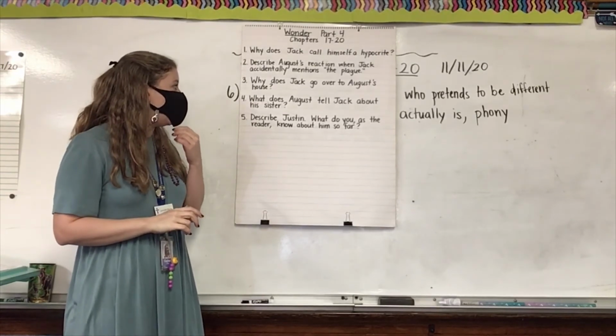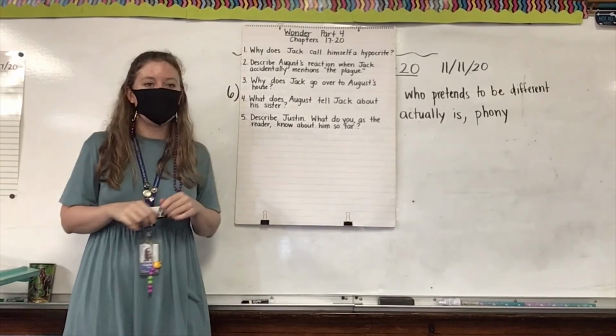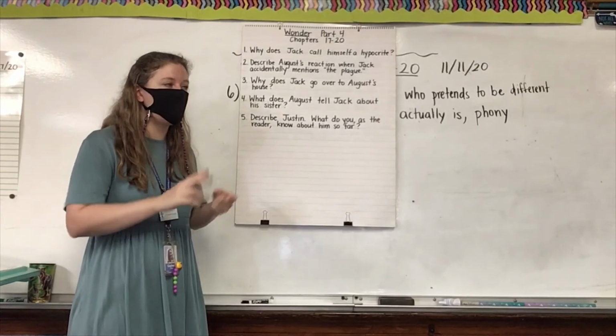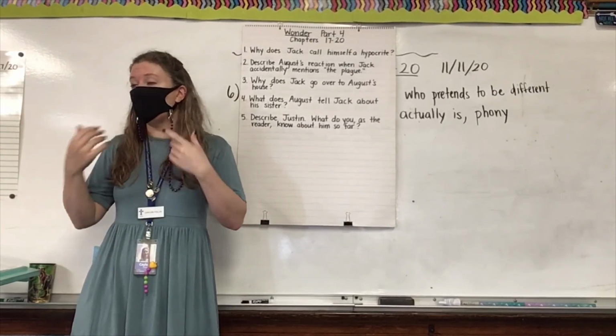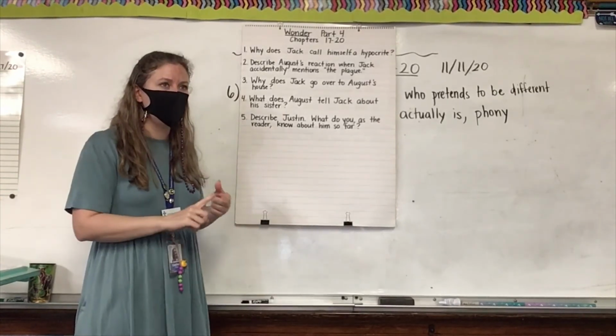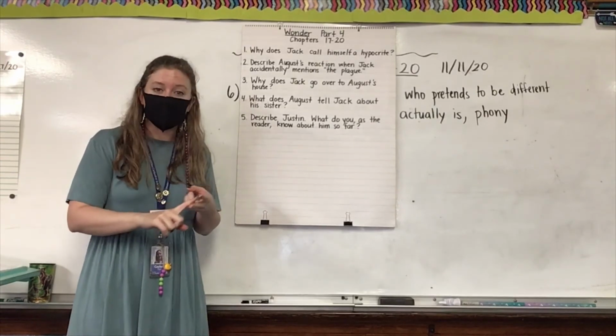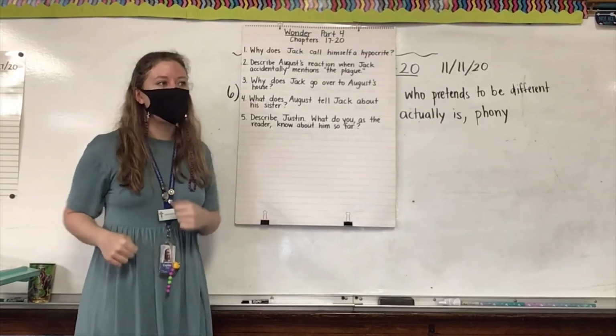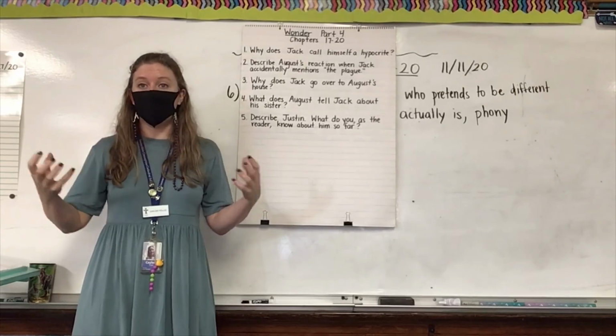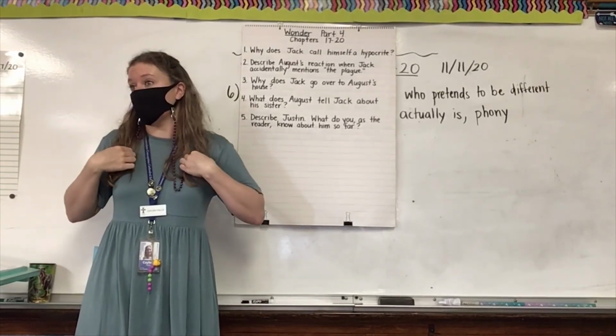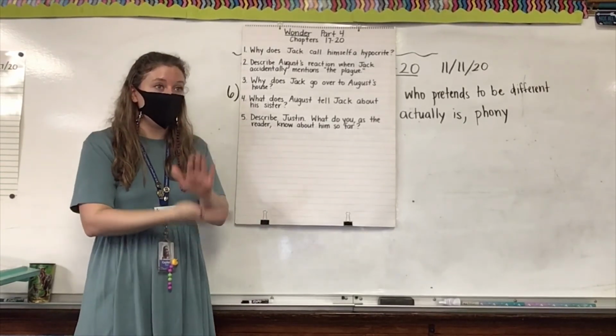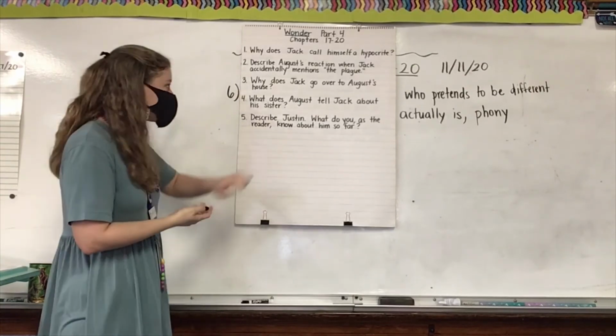Number 3, why does Jack go over to August's house? So he goes over to August's house. Why? To get a good, well thought out answer, you can ask yourself, okay, what did they do there? Did they do what they came to do? What happened while they were there? Those are all things you can ask yourself and answer to come up with a good, well-written, well-thought-out answer.